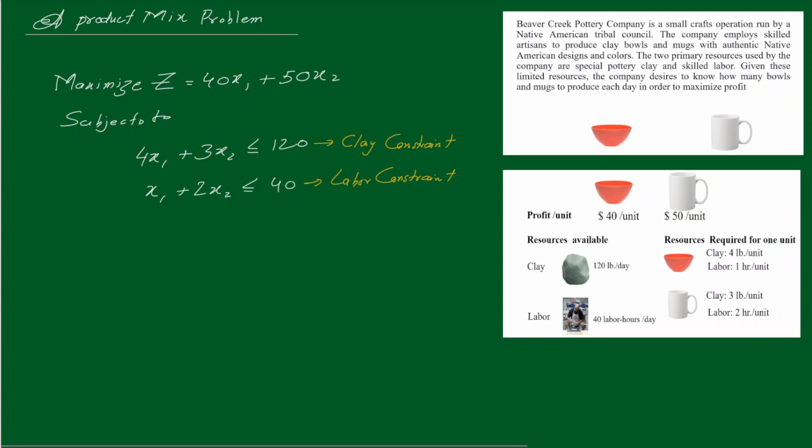And also we will add another constraint which is called the non-negativity constraint, because the values of x1 and x2 shouldn't be less than 0. They should be greater than or equal to 0. Okay, so now we will solve this problem using the graphical method.